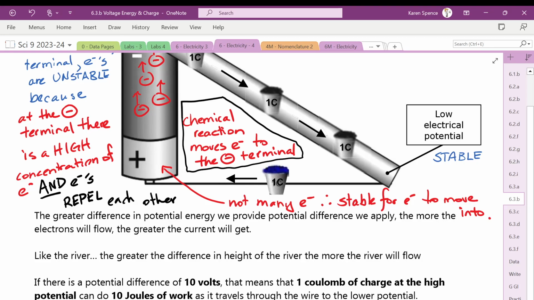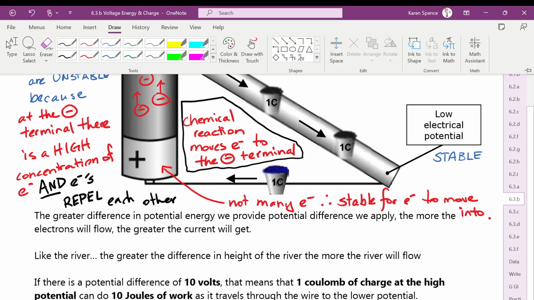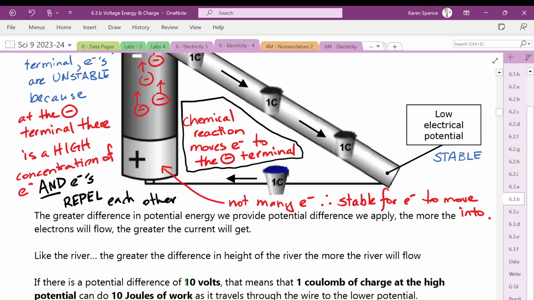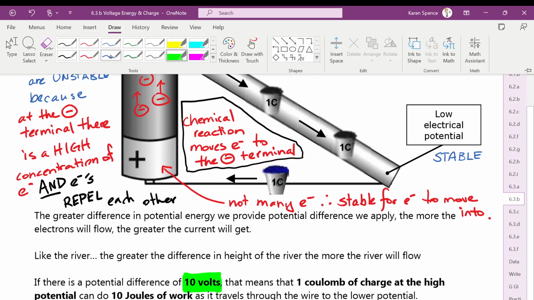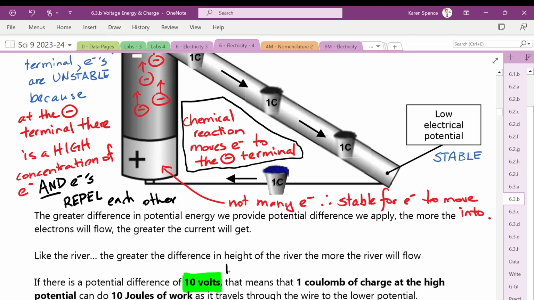And this brings us to the concept of volts. If you have 10 volts, do you remember what a volt is? 1 volt is equal to what? What are the other units we can express it as, Max? It is joules over coulombs.